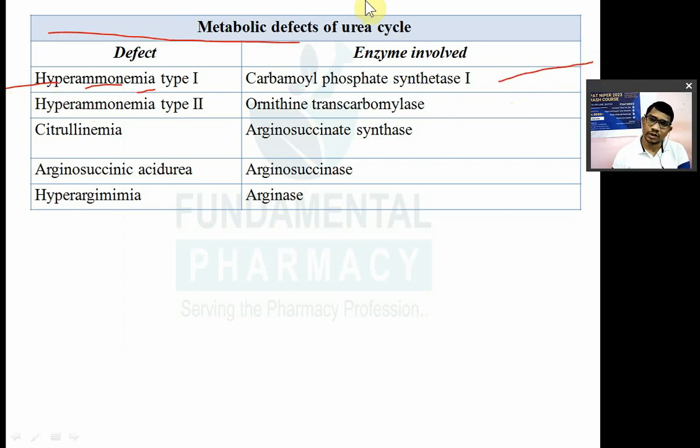So if your ammonia is not getting trapped, if the ammonia being formed is not converted into carbamyl phosphate, then the urea cycle will not run, right. So the defective enzyme is carbamyl phosphate synthase. Now, hyperammonemia type second is because of the ornithine transcarboxylase. If that second enzyme is defective, then it is hyperammonemia type 2.